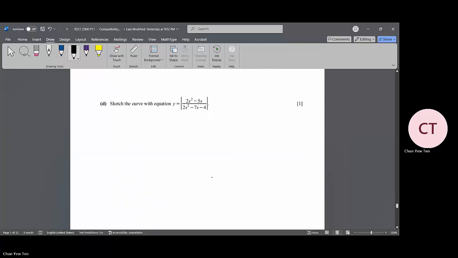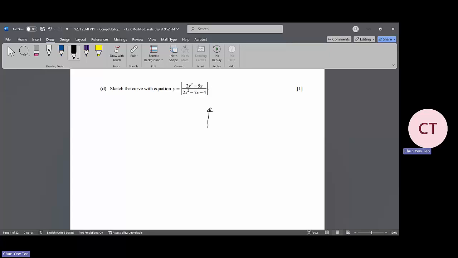Moving on, we have part D. They want you to modulus the graph. So to modulus the graph, we just need to duplicate the graph and then reflect all the graph below the x-axis going up. So this is negative half. This one is 1, 2, 3, 4.